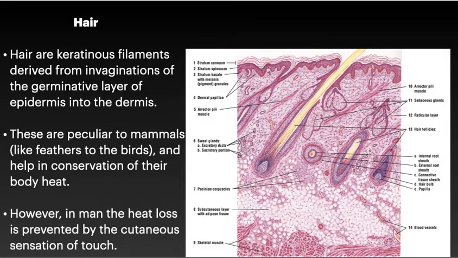and dermatitis. The next appendage is the hair, which are nothing but keratin filaments derived from invaginations of the germinative layer of the epidermis into the dermis. They are peculiar to mammals like feathers to the bird and help in conservation of their body heat. However, in man, the heat loss is prevented by cutaneous sensation of touch.